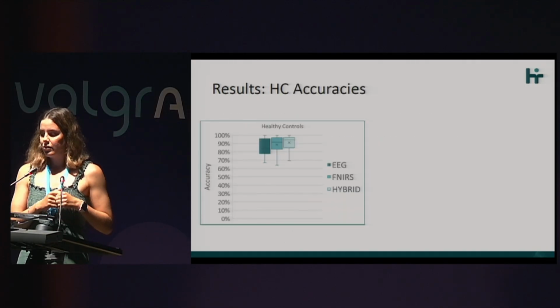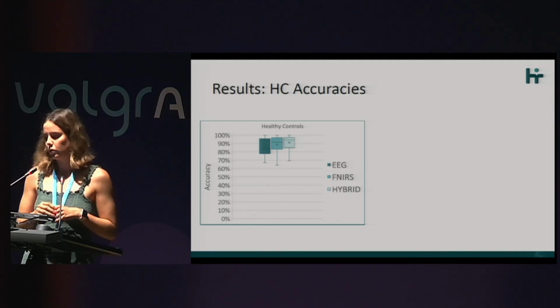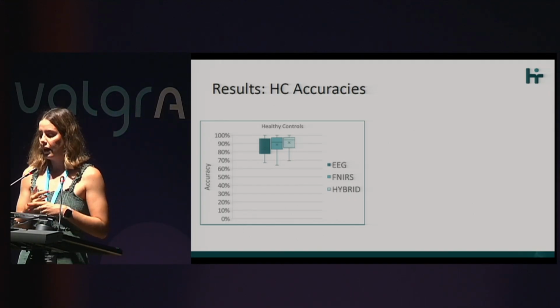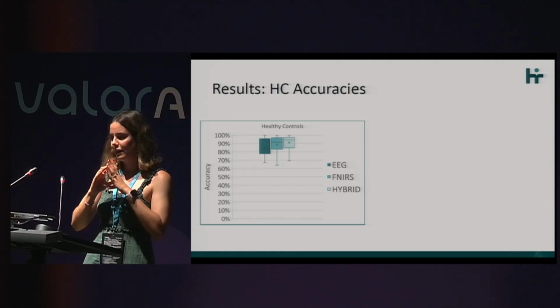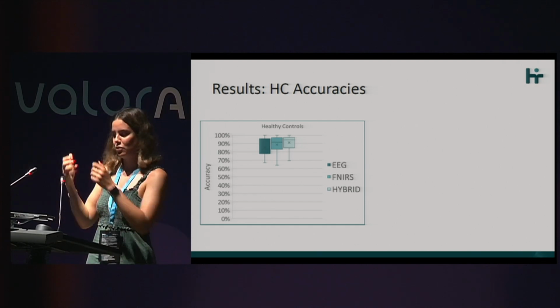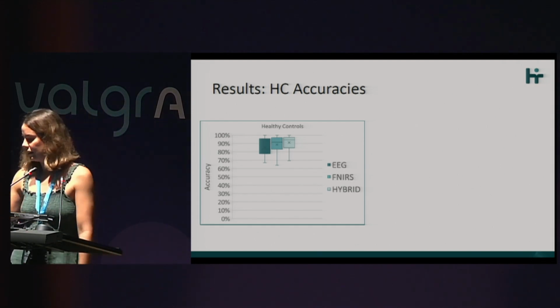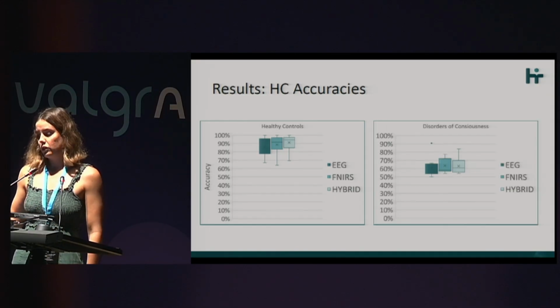You can see the results of healthy controls. The accuracies are very high. Some of them have 100% accuracy. So the algorithm is capable of classifying between motor imagery or rest. Then we apply this algorithm to disorders of consciousness patients.